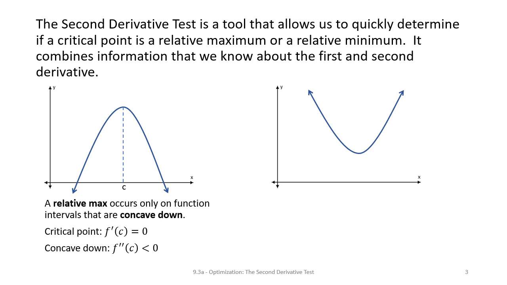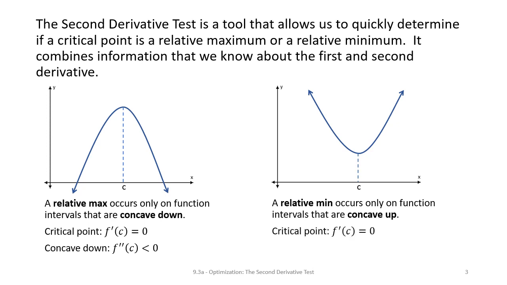Likewise, for the function on the right, it's concave up, so at x equals c, there's a relative minimum. So relative minimums only occur on function intervals that are concave up. Specifically that the critical point has f prime at x equals c equals 0, and that it is concave up, so the second derivative at x equals c is positive.